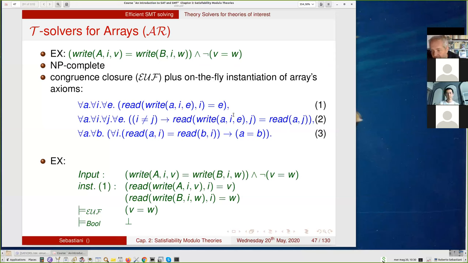Any question about these two axioms? Question: is there a memory model behind this language? For example, if we write something in one thread, is it possible to read it back in another thread? Yeah, the point is that the variable A here may be a version of the same array. So it's a snapshot. You should not think of A here as an array variable like you have in C, but as a state of a given array. If you write something into an array, what you have is a different array.